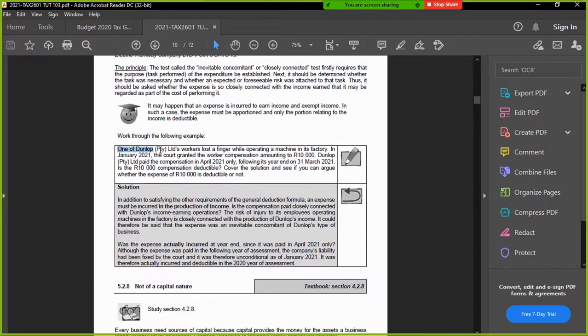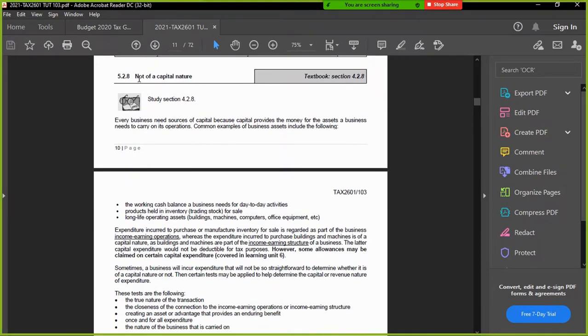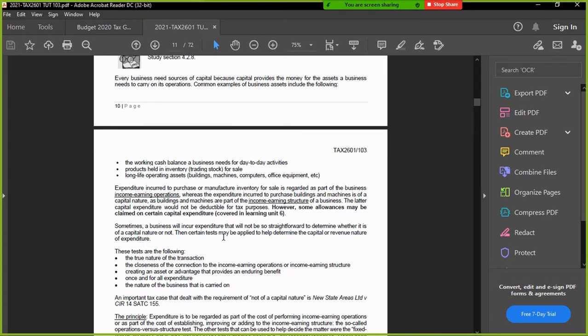Right. There's an example here. These ones I'm going to ask you to just have a look at in your own time. I see there aren't many, but there's a few here this week. Not of a capital nature, that we also spoke about. Tree and the fruit principle. Enduring benefit. Did they give you anything about that here? Let's see. No, not quite. I didn't see enduring benefit here. But they did talk about the tests.